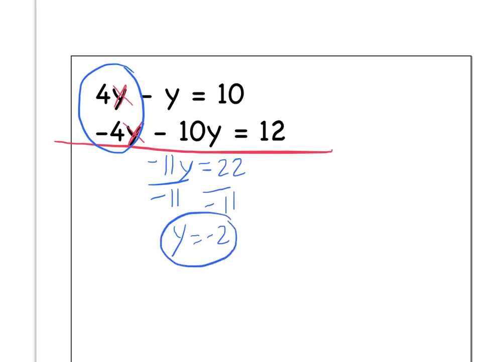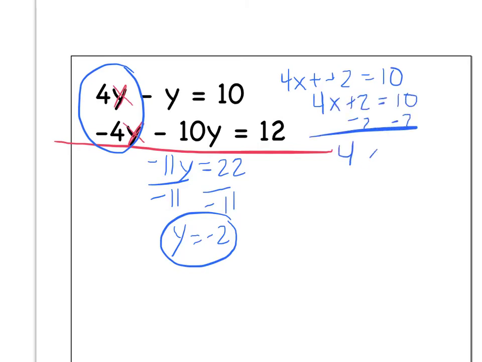If I plug that back in, I've got 4x minus negative 2 equaling 10. Add the opposite. 4x plus 2 equals 10. Subtract 2 from each side. 4x equals 8. And x ends up equaling 2.